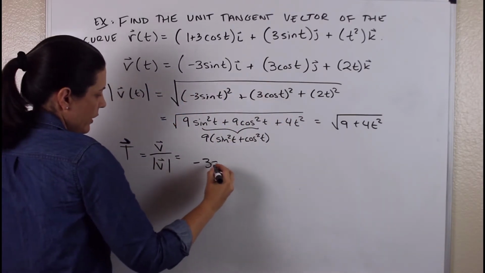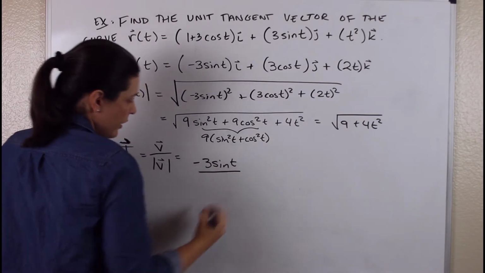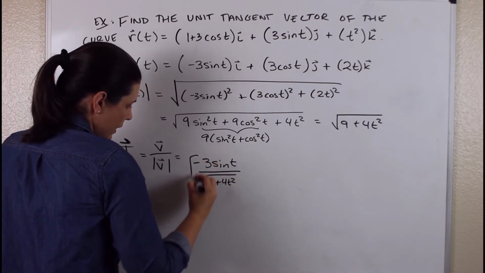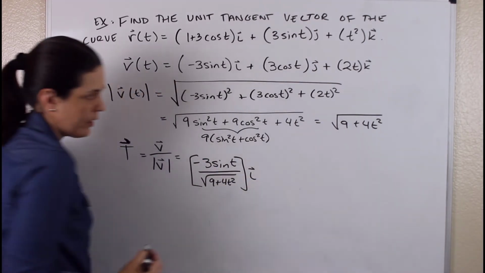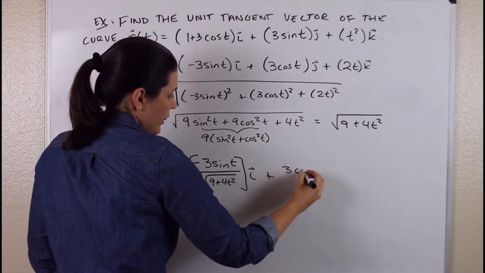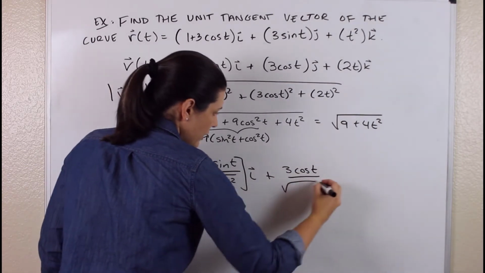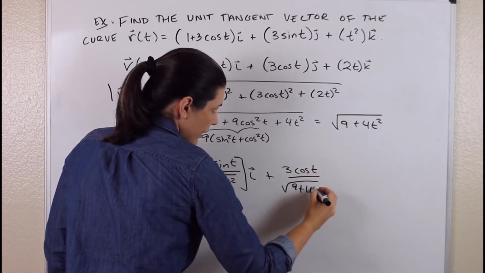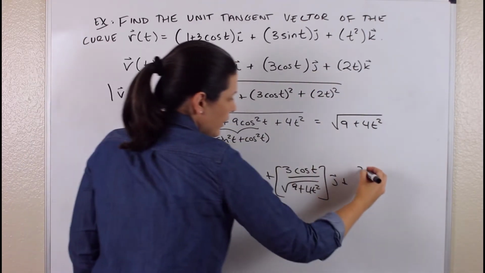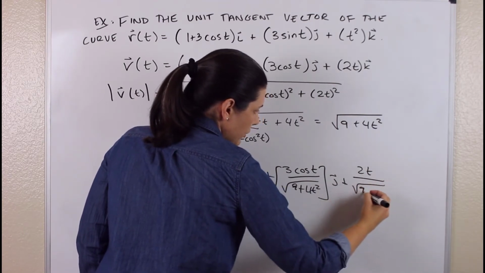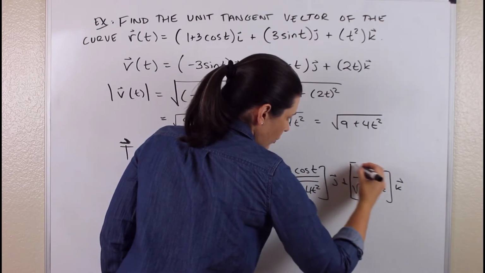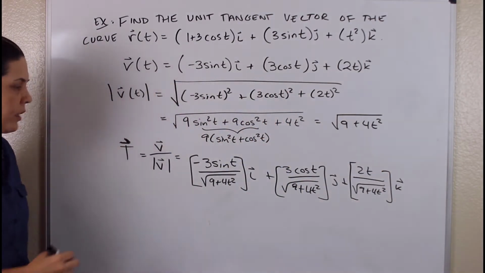So -3 sine of t divided by square root of 9 plus 4t squared, and that is the i component. And then we just do the same thing for the j and k components. So 3 cosine t divided by this magnitude, and that's j, and lastly 2t on top over this magnitude, and that's for k. All right, so there's our answer to this one here.